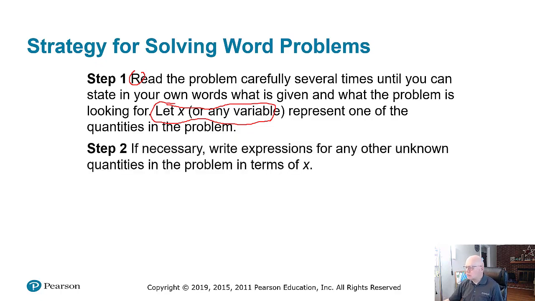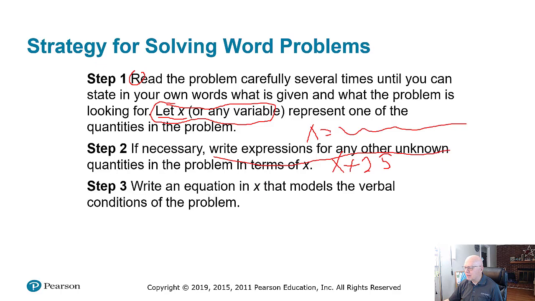Step 2, write expressions for any other unknown quantities. Remember, you're going to start with x and write down x equals, and then write down whatever you need to. Step 2 says maybe there's something else. Maybe x plus 25 represents something else in your problem. Write all those down, expressions for any other things aside from x.